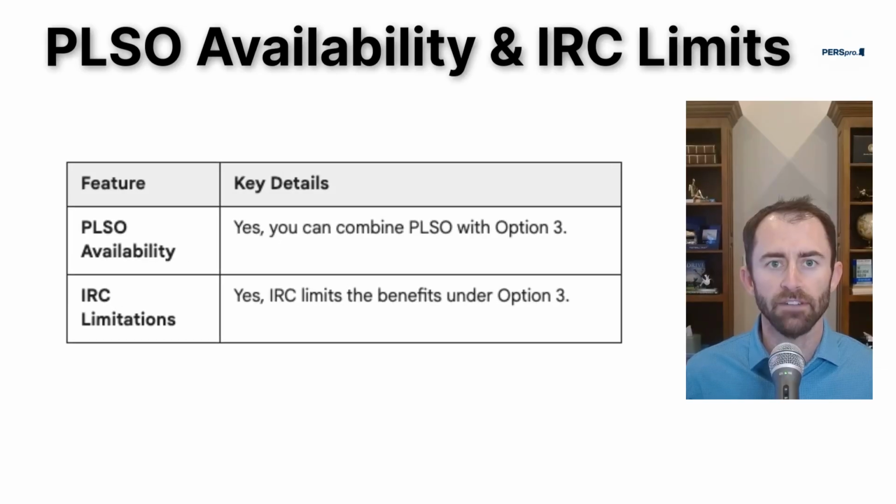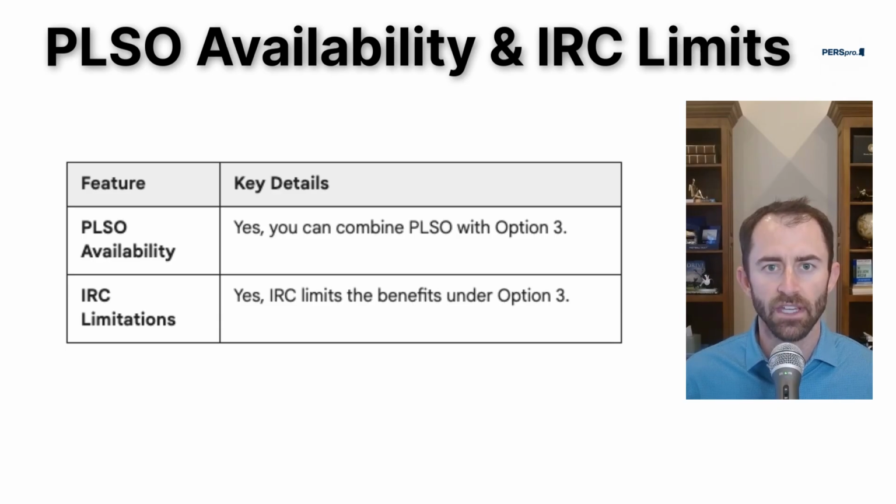What about partial lump sum option and internal revenue code limitations with option 3? Partial lump sum option availability. If you are eligible, you can combine option 3 with a partial lump sum option. Just keep in mind this will result in a double reduction: one actuarial reduction for the survivor protection and one actuarial reduction for the cash taken up front.